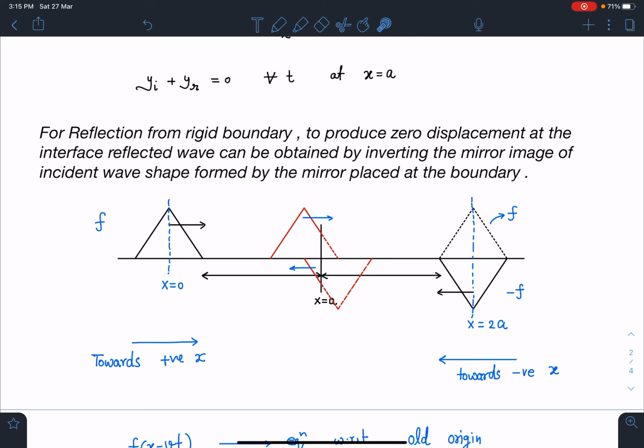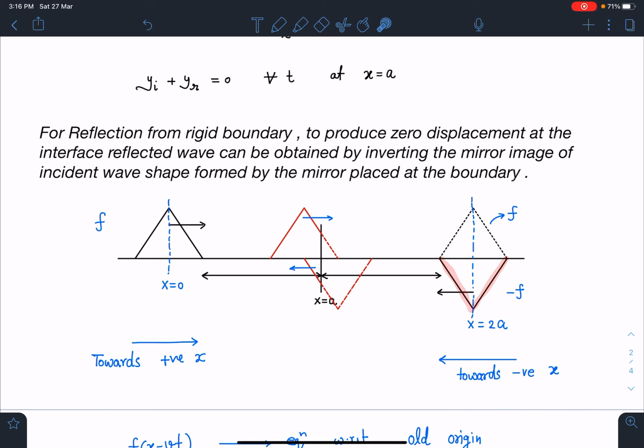So the logic is that if you place a mirror at x equal to a, let's say the height here is f, or some y, anything you can take. The mirror image of this pulse, which I'm assuming is placed at x equal to 0, while this is x equal to a, will have the same shape and must be formed at this point, which is going to be x equal to 2a. All right, and now if I invert this, it is going to be minus f.